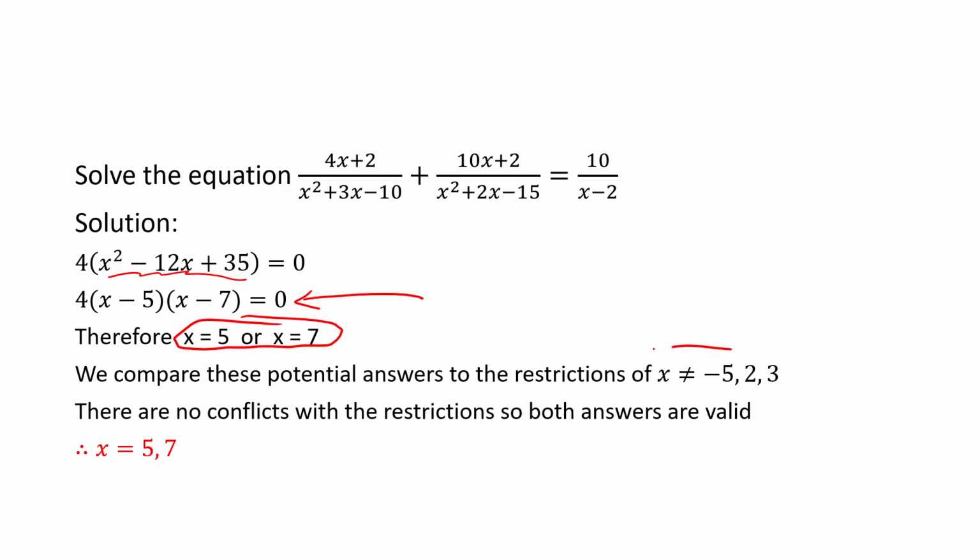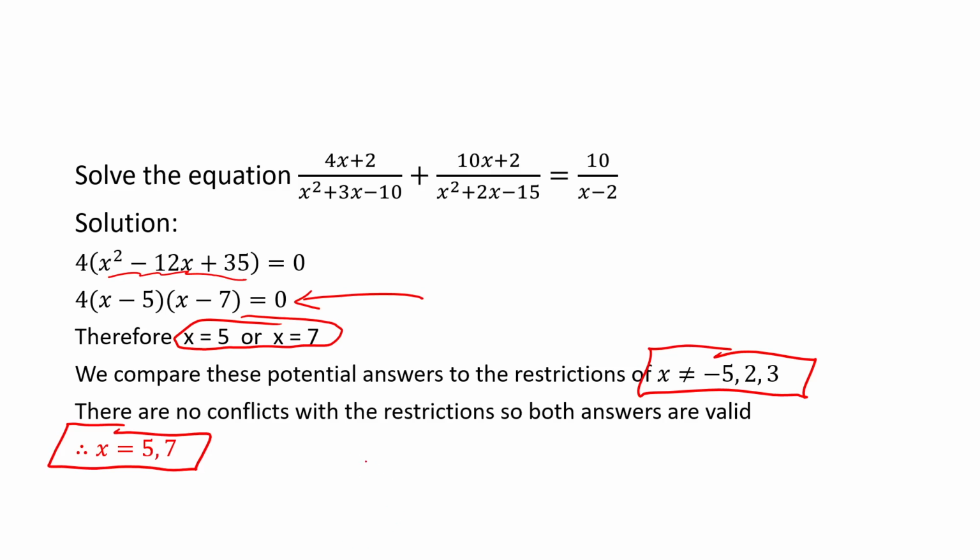But not so fast. We have to double check that against our restrictions. Our restrictions are that x cannot equal negative 5 or 2 or 3. We did not violate any of those restrictions, so we can state this as our final answer. Our final answer is that x equals 5 or 7.